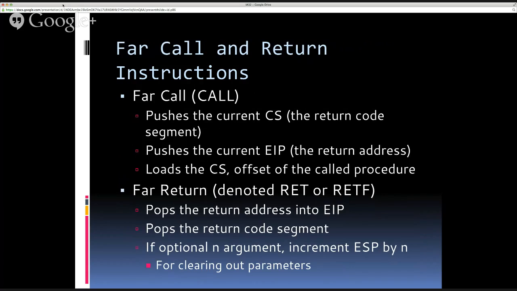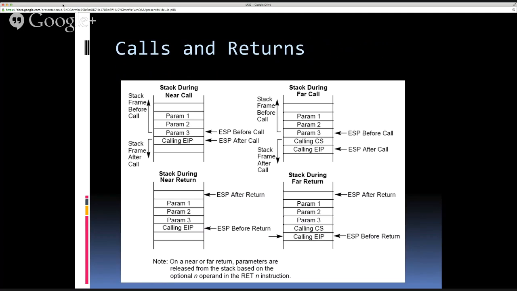All right, so your far call and far return, as I mentioned, are basically the same as the near call, except this is going to be pushing the current code segment and then loading the new one for the called procedure. And your far return is going to be doing the opposite. And then here's a diagram just to illustrate, in case that wasn't clear before.